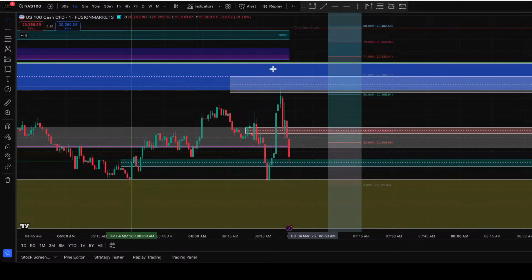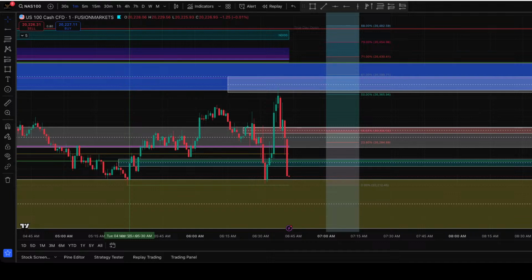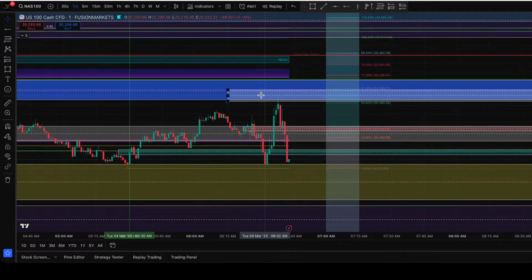I would have ideally liked to have seen this stay completely untouched and then swept down here. But it doesn't mean that we're not going to use this fair value gap, this sweep, to then look for an entry to go back into this blue zone. We're going to proceed with caution now that it's done a little bit of a back and forth and it has touched the blue zone technically. But we're going to see what we get.